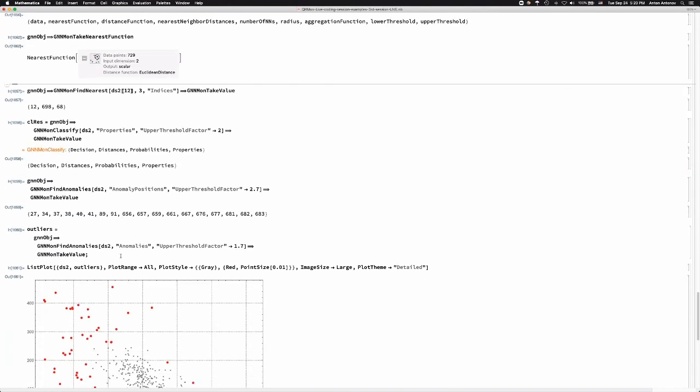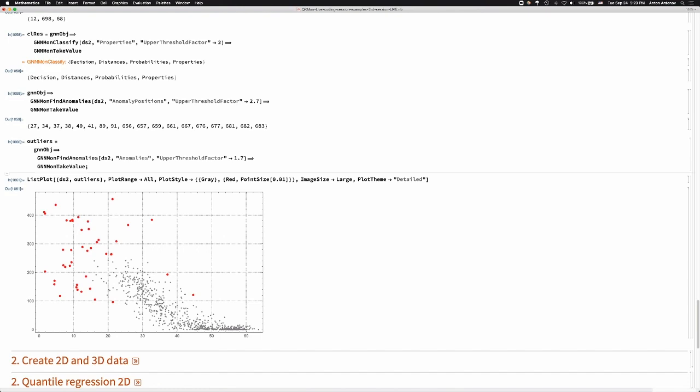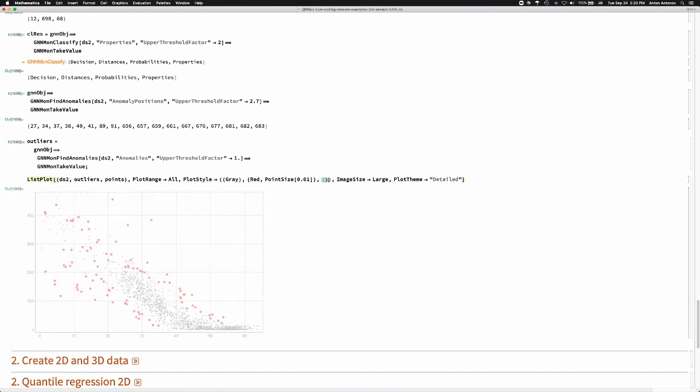You can see it's somewhat faster than using Mathematica directly, but it has some drawbacks. I can manipulate some of the parameters. If I don't increase the threshold factor and just keep it at 1, I can detect these points as outliers. And you can see if I try to put the original points here, this actually kind of makes sense. Let me put here another color.